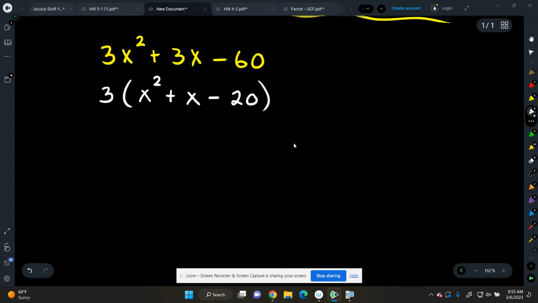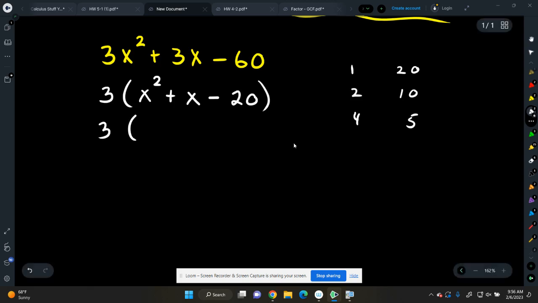Now this one's harder because I have a negative 20 but a positive 1. So let's think of what multiplies to equal 20: 1 and 20, 2 and 10, 4 and 5. Is there some combination here where one is positive and one is negative? Because in order to get negative 20, one of these numbers has to be negative. Not both, but one of them. Which one would work?